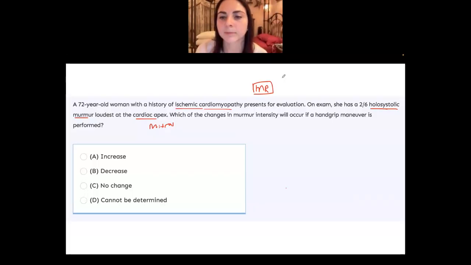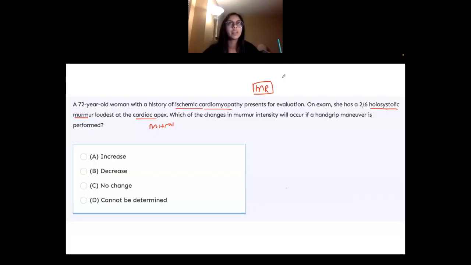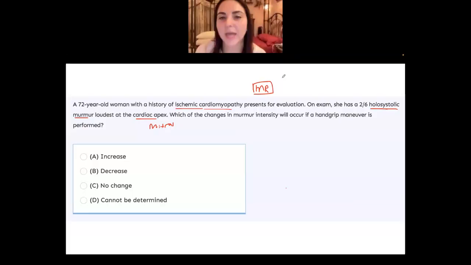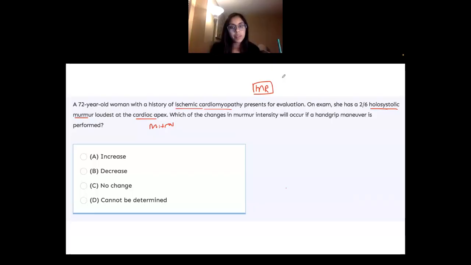So is that the posterior muscle? Because I remember one question talking about how one of them has a dual supply and one of them only has one. Yes. So the anterior is supplied by both. The posterior is just the RCA. That makes sense. So hand grip maneuver. So you'd be decreasing blood flow back.